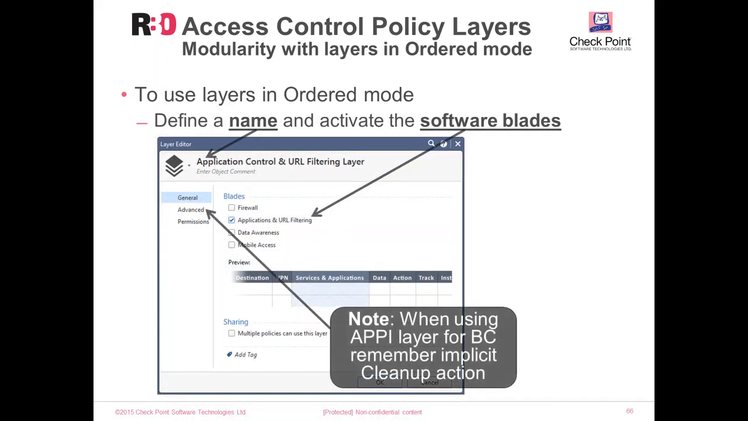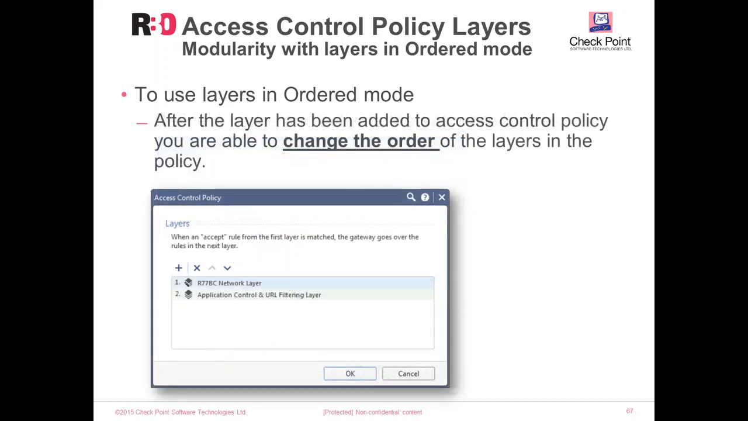Once I create a new layer in ordered mode, I need to define a name, and then I need to activate the software blades I want to use. In this example, we're creating a new layer called application control and URL filtering. We're only activating application control and URL filtering blades for this layer. Please remember that if I want to use this policy as backward compatibility policy for R77 gateways, I need to change the implicit cleanup rule to accept for this layer where I'm installing the policy.